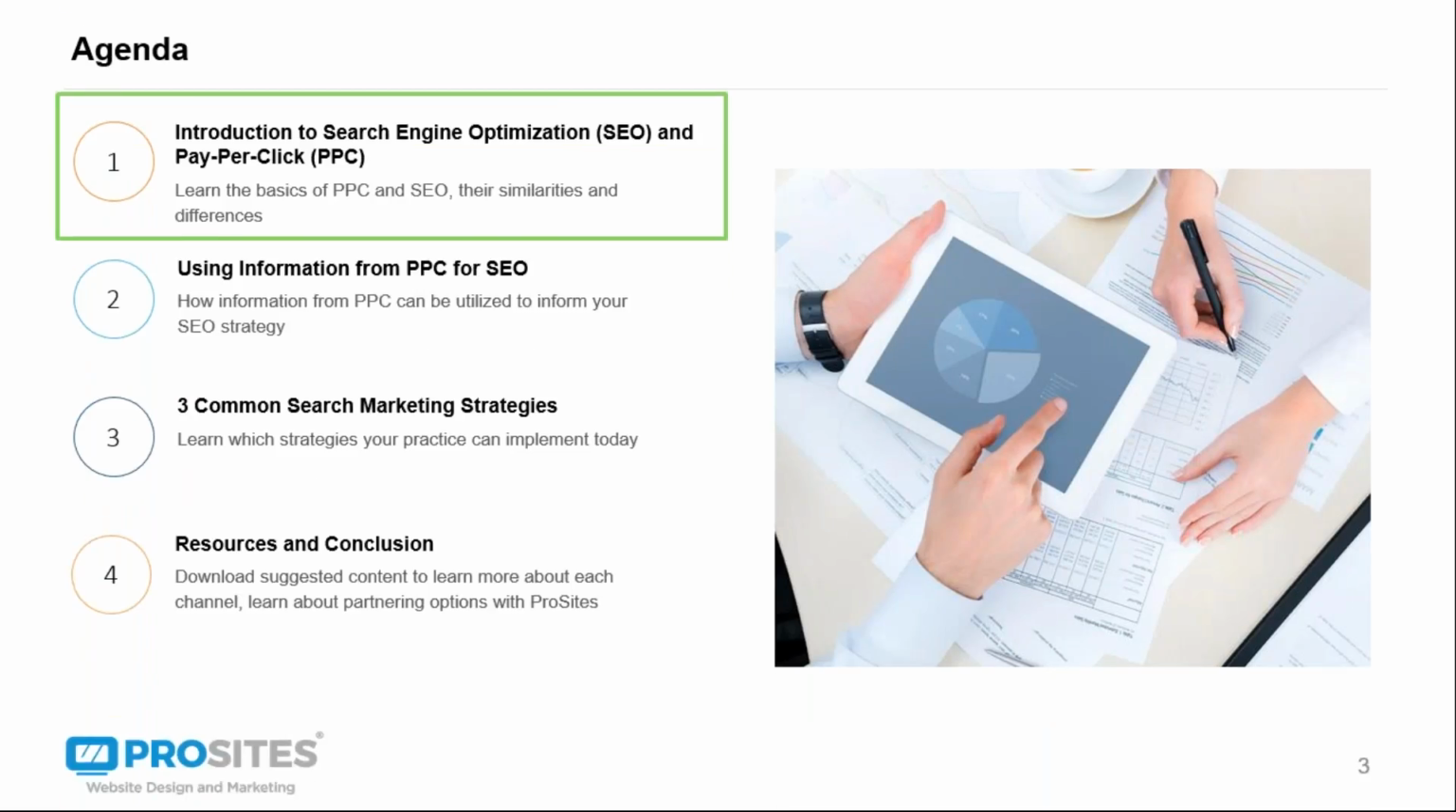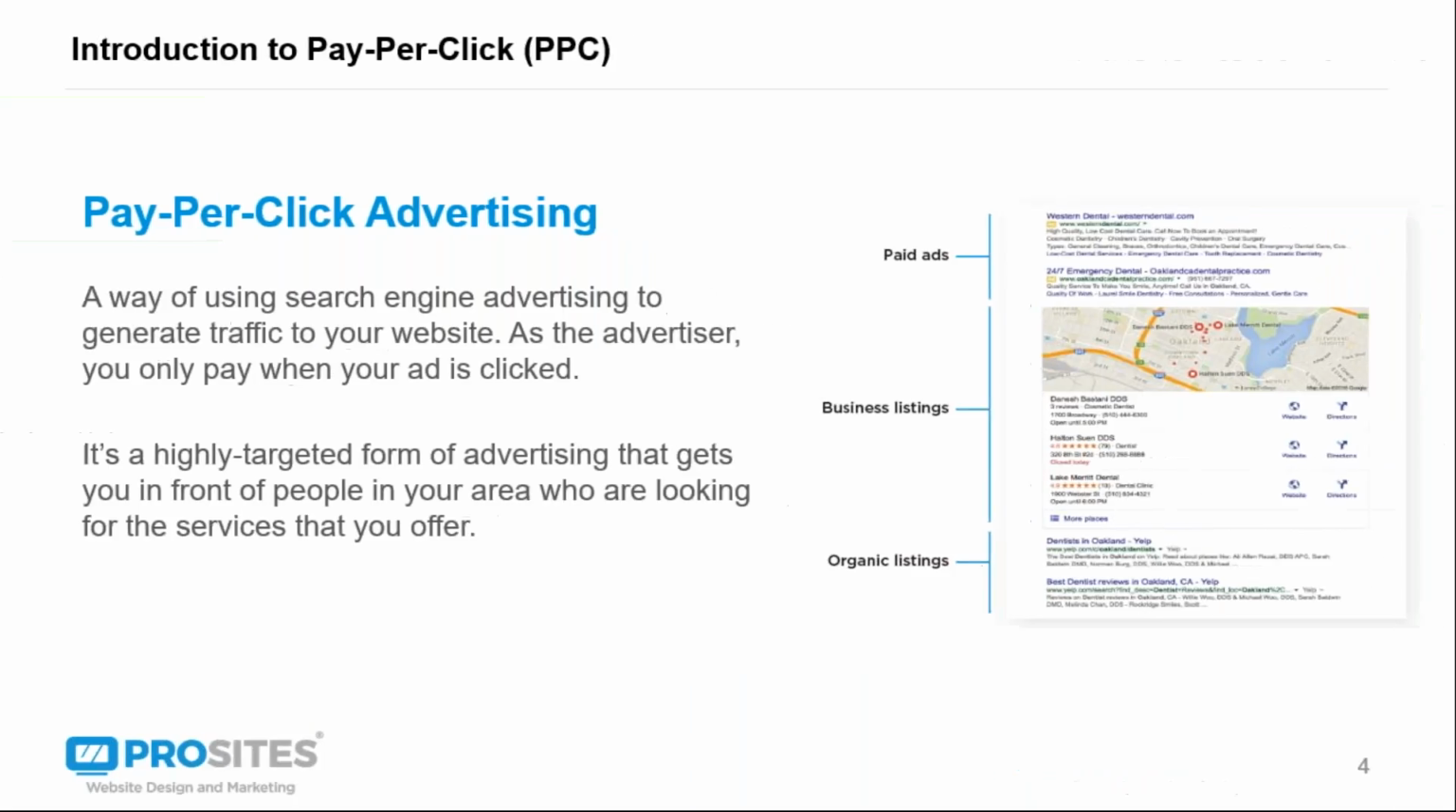Okay, so let's go ahead and get started and talk about SEO and PPC. So first, what is PPC, or pay-per-click advertising? It's a way of using search engine advertising to generate traffic to your website. And as the advertiser, you only pay when your ad is clicked on, not when it shows up to a searcher. It's a highly targeted form of advertising that gets you in front of people in your area, or whatever area you're targeting, who are looking for services that you offer.